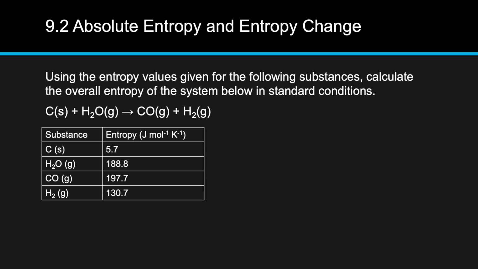So using the entropy values given for the following substances, calculate the overall entropy change of the system below in standard conditions. So we have all of our entropy values here. We also have our chemical equation. So remember, to solve for delta S, it's going to be the sum of the entropy of your products minus the sum of the entropy of your reactants. So first, let's add up our product value. So that's going to be CO, which is 197.7, and H2, which is 130.7.